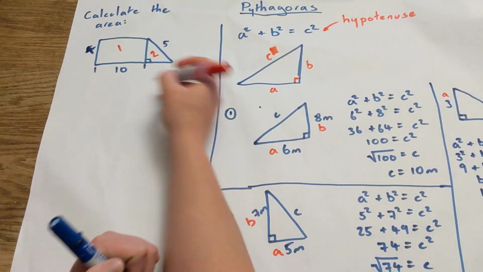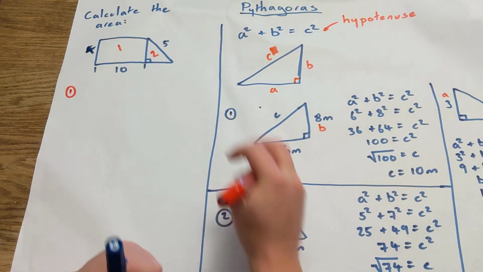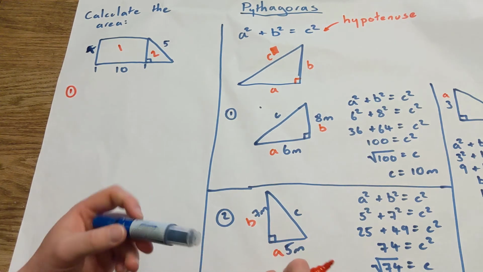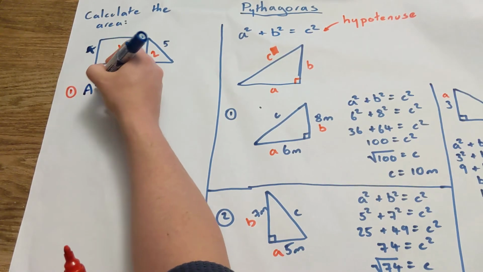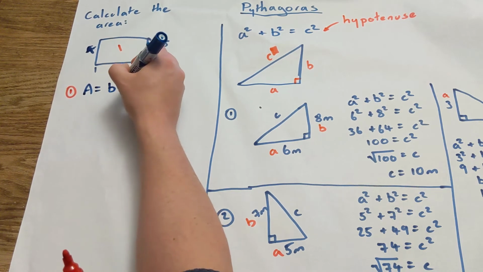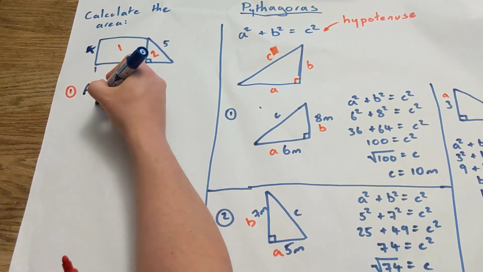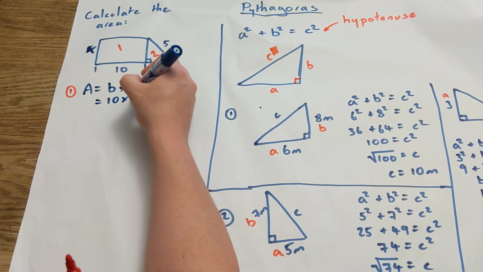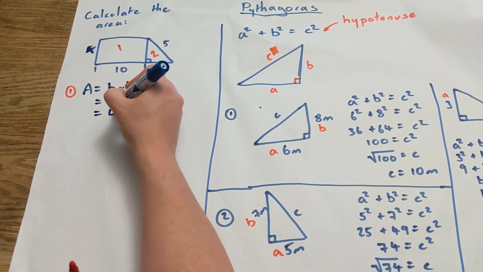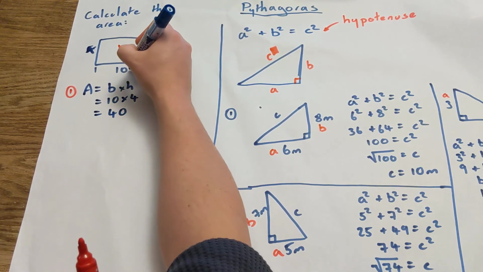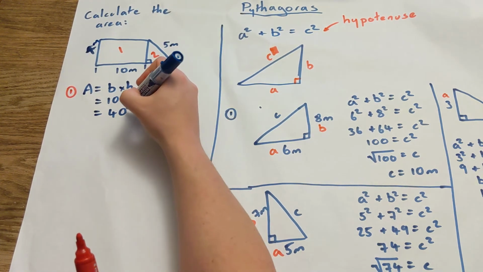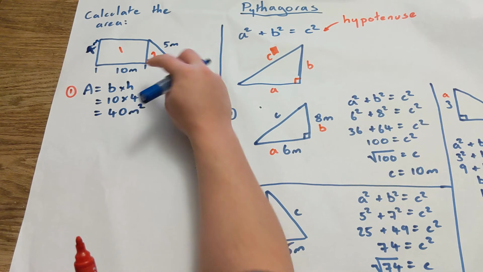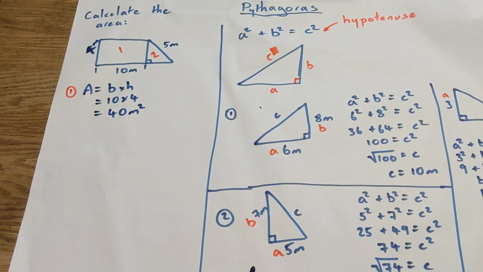We'll start with working out area 1. That's a nice easy one. It's just a rectangle, so its area is the base times the height. The base is 10, the height is 4, so that gives us 40. I'm going to put some units on there, sorry. Call them meters. So the area of shape 1 is 40 meters squared.